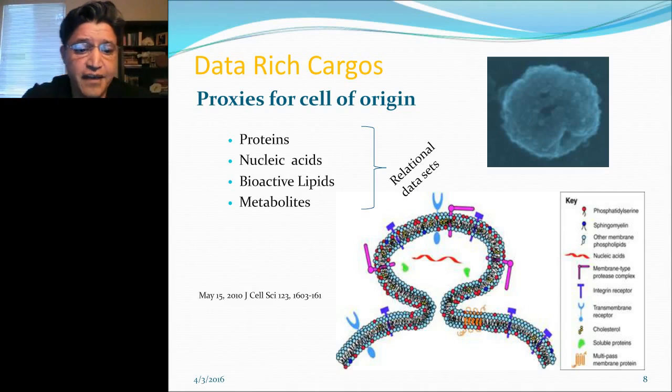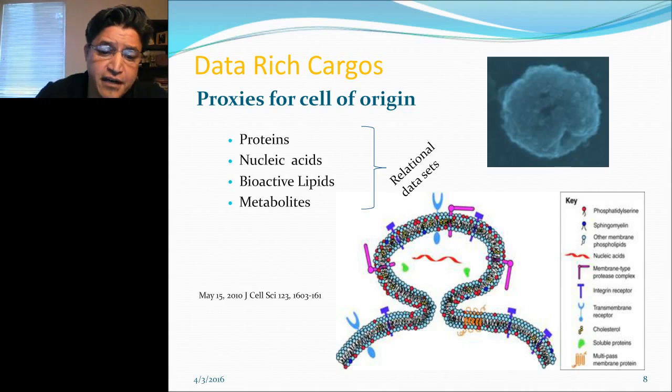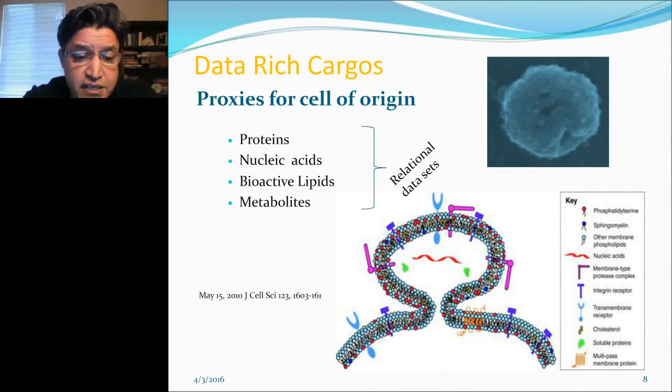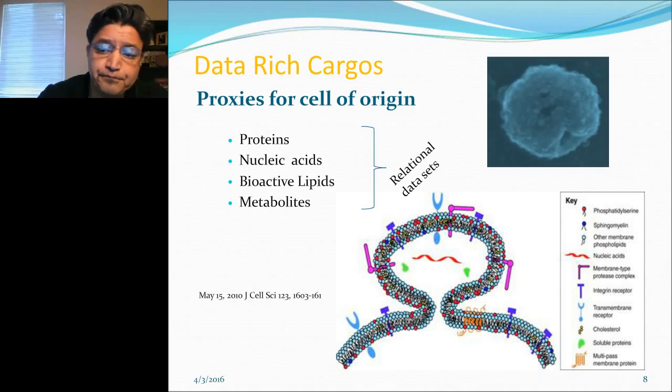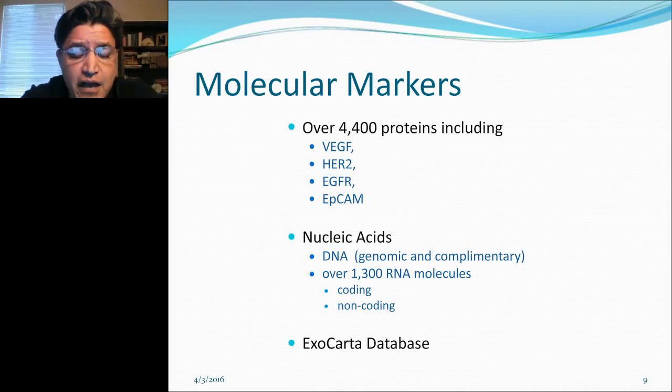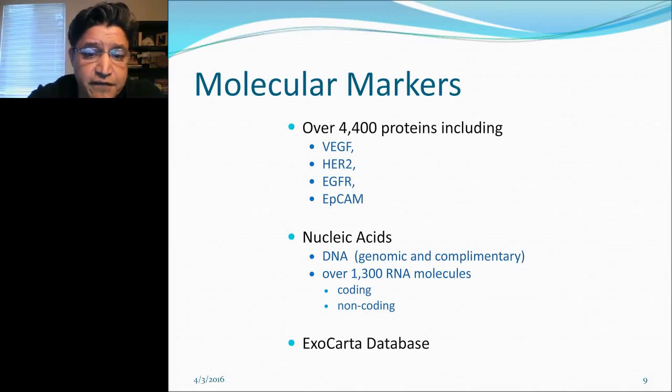For instance, they carry many types of membrane proteins, including oncogenes and growth factor receptors, integrin receptors, MHC class 1 molecules, soluble proteins such as proteases and cytokines, as well as signaling proteins and transcriptional regulators, reverse transcriptase, and transmembrane proteins. Indeed, out of the 4,400 proteins that have been identified, and that number is probably much higher now, many of them are molecular markers that are associated with cancer. For instance, those listed here: VEGF, HER2, EGFR, and EpCAM. And again, these markers have been used, and work has been published, where you can pull specific populations of exosomes using these markers, for instance, using immuno beads.